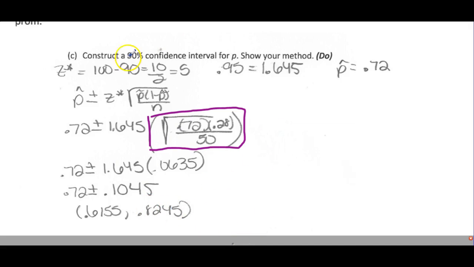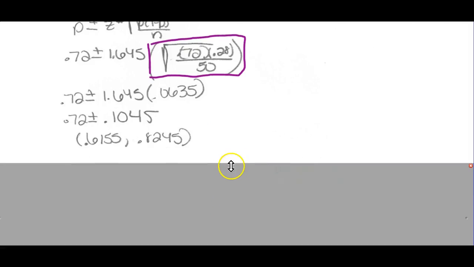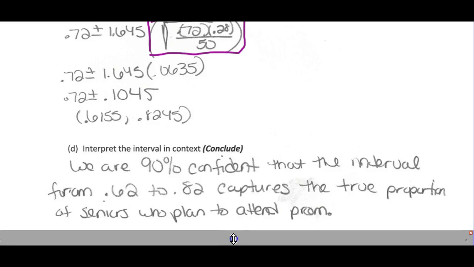Okay, and then when I do the plus minus, I get 0.6155 and 0.8245. So that's our do part. All of this is the do part, and yes, you have to show all of it. The conclusion for this, interpret in context, is we are 90% confident that the interval from 0.62 to 0.82 captures the true proportion of seniors who plan to attend prom.